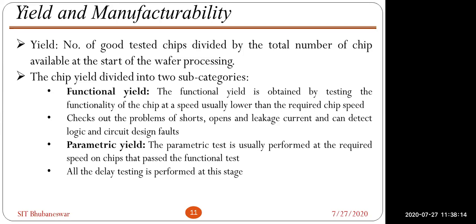Then yield is of two types: functional yield and parametric yield. Functional yield means you will check the functional things. We will check for short circuit or open circuit or any functional fault at lower speed. You will only check the functionality. Parametric means with the required speed, you will check all the timings, whether they are okay or not.